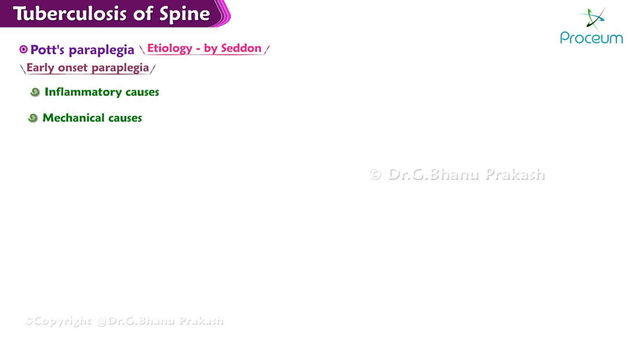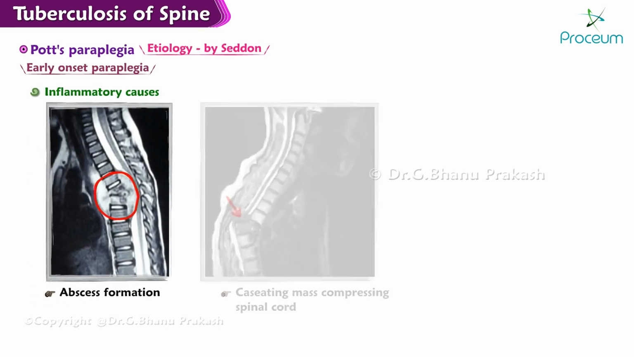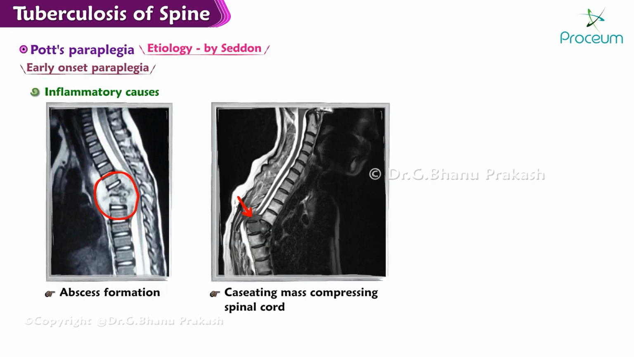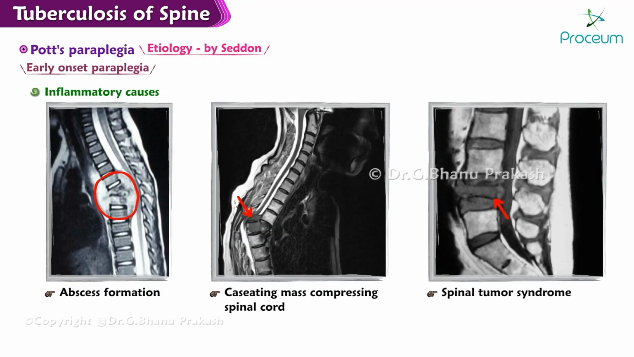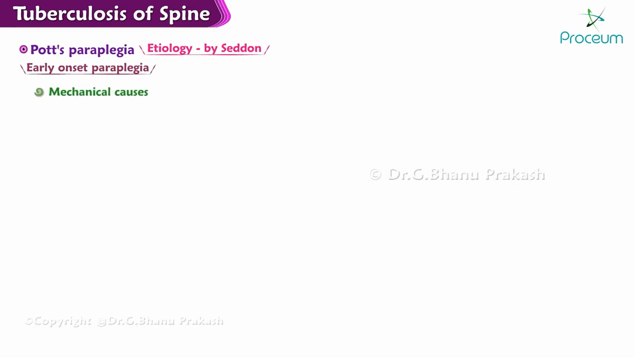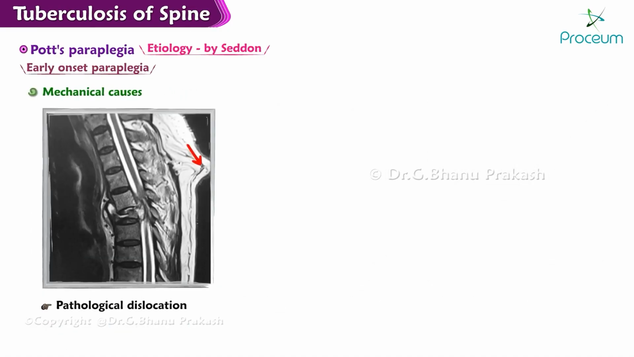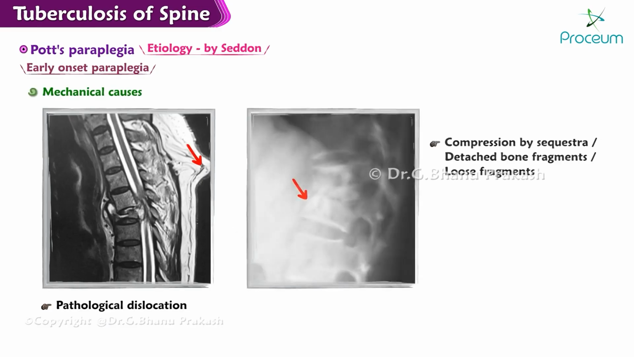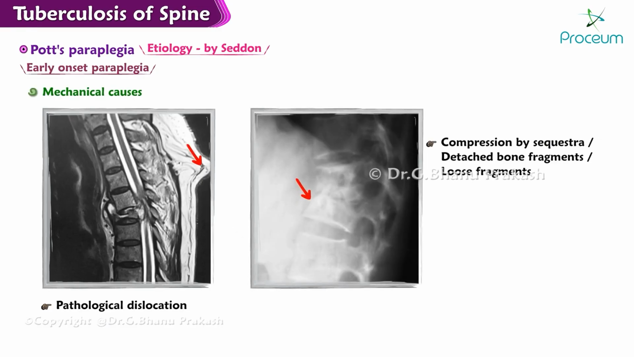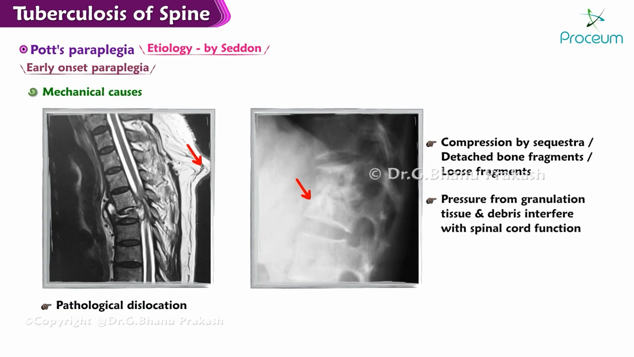Early onset paraplegia. Inflammatory causes. These include abscess formation, inflammation or caseating mass compressing the spinal cord, spinal tumor syndrome, and posterior spinal disease. Infective thrombosis of the cord can also lead to paralysis. Mechanical causes. Pathological dislocation of the spine, compression by sequestra, detached bone fragments, loose fragments of bone or disc, and pressure from granulation tissue and debris can mechanically interfere with the function of the spinal cord.